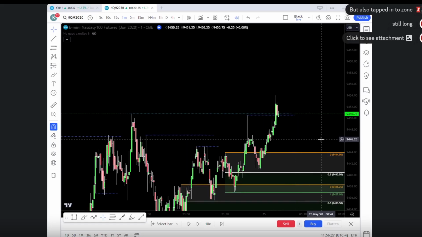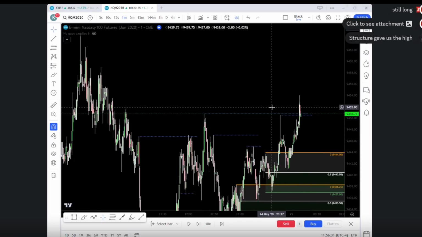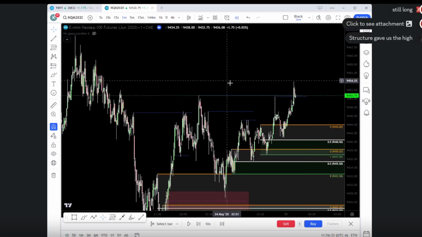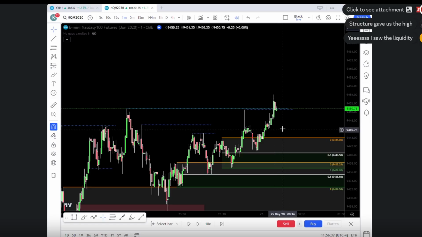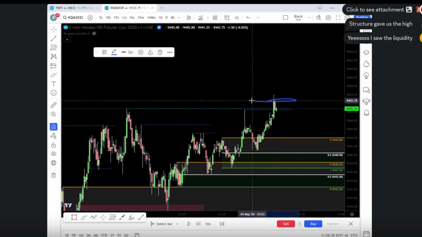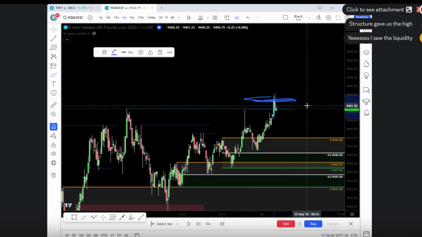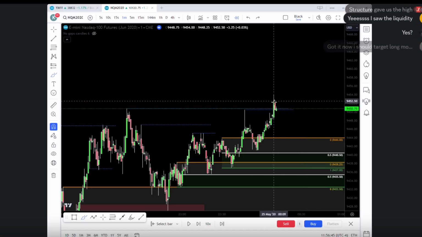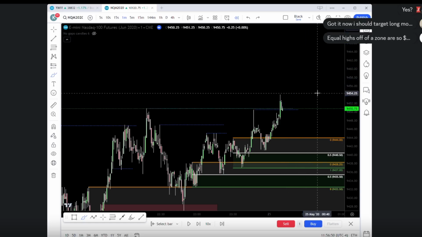Nice work, lads. Right? In here, took out a higher time frame area. Tap back into the range after, right? We don't long here. I don't care what this candle looks like. I equally don't care if this candle opens and goes up.